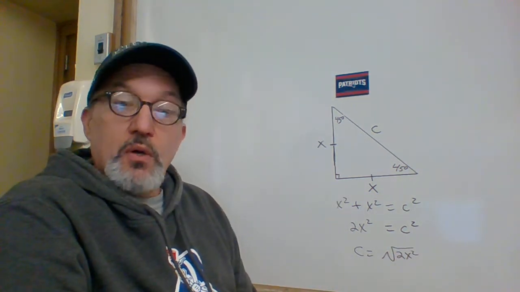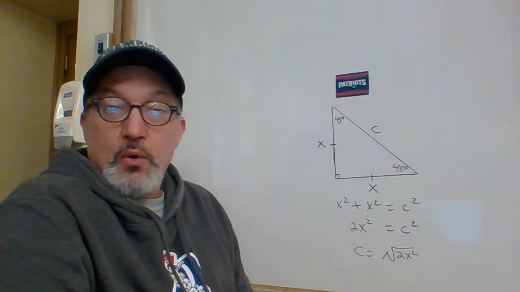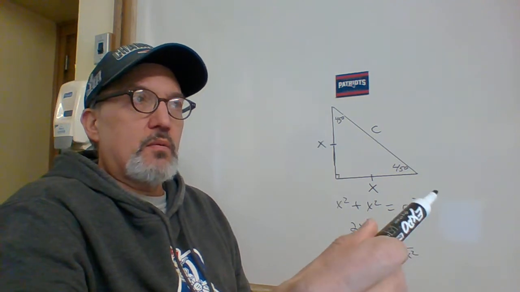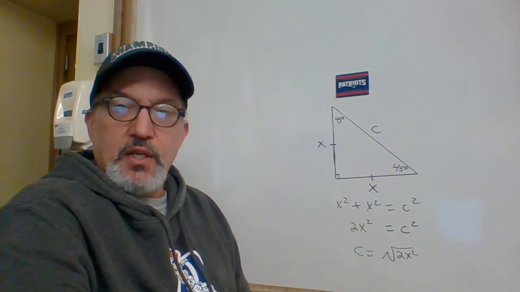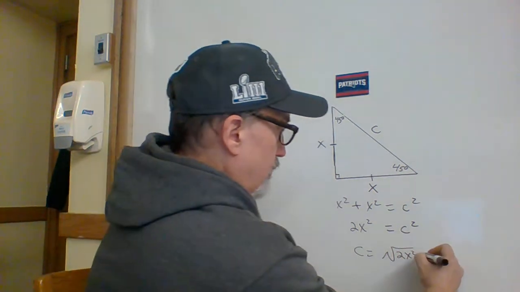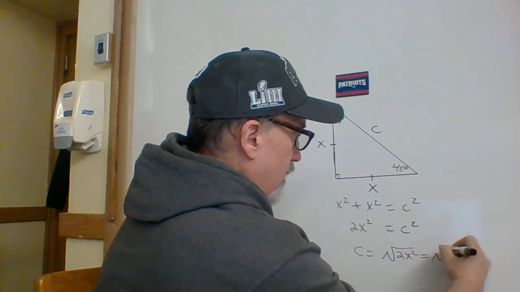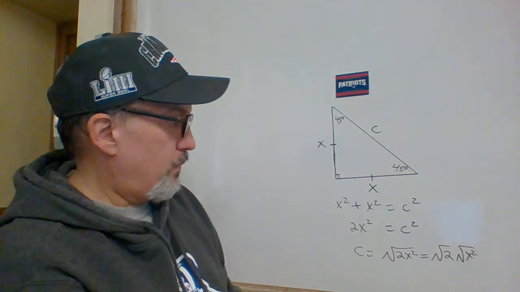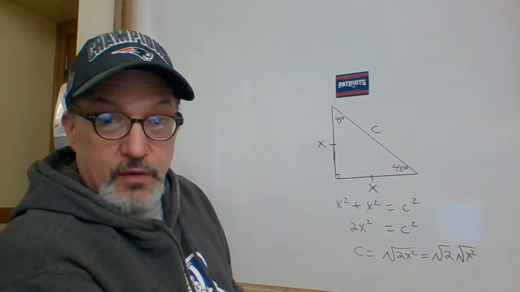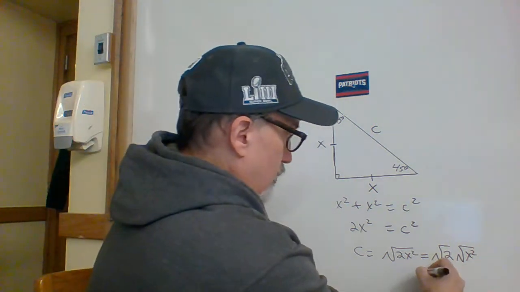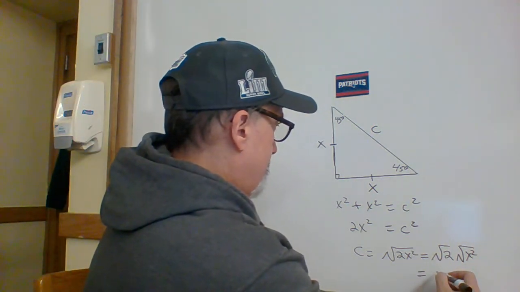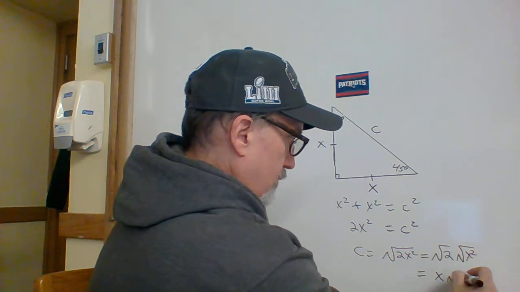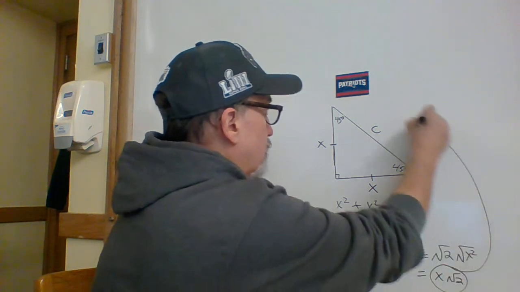In a previous video, I talked about how we can simplify roots, that the square root of a product is equal to the product of the square roots. So this quantity here can be thought of as the square root of 2 times the square root of x squared. The square root of x squared, by definition, is x. And so we have x times the square root of 2. That is the value of c.